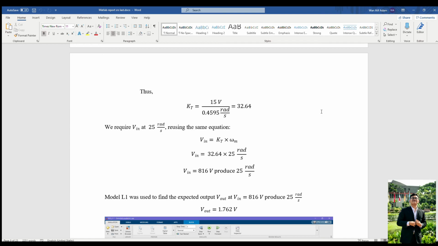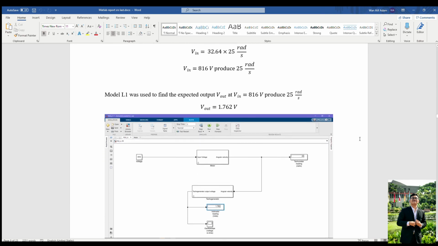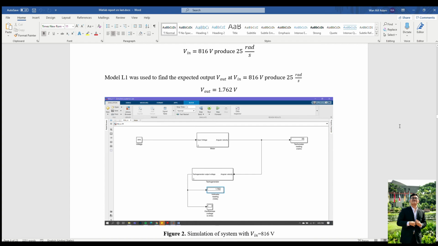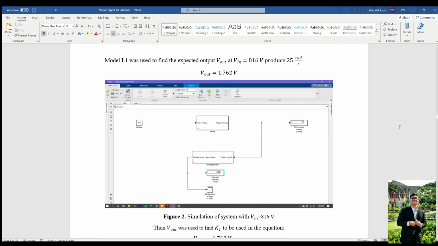Then the model L1 was used to find the expected voltage output by plugging in the value of the voltage input that we used, which produced 25 radian per second. We put it in the simulation, and the voltage output we obtain is 1.762. So we put it back in the same formula, KT equals V over omega. Then we get the tachometer gain of 0.07048.